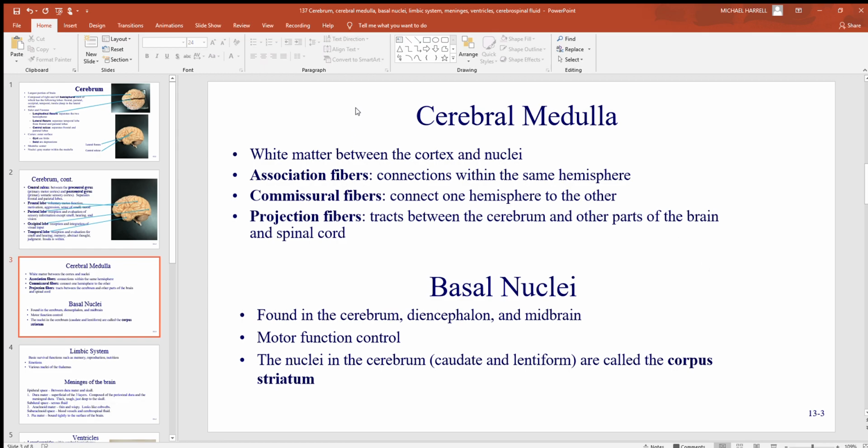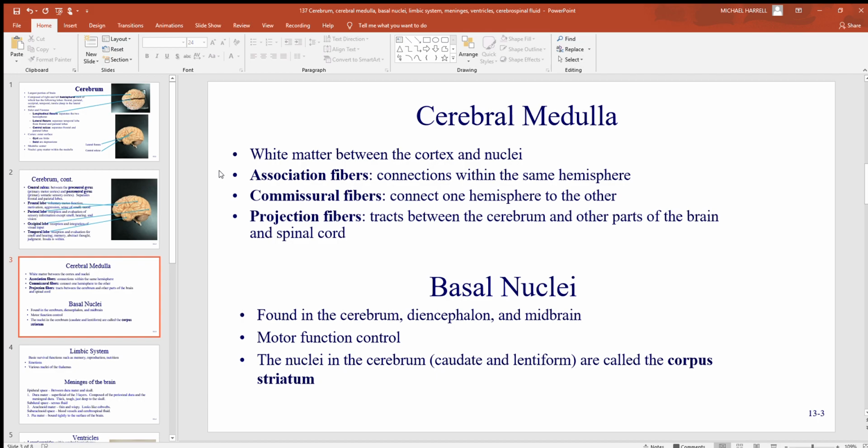Going back to the cerebral medulla, remember there's outer cortex and deeper inner medulla. In this region we see more of the white matter. Remember, that's where you've got the myelin sheath, which is lipids around axons. But also in this area, you have these three different types of fibers. And what these are are axon pathways. And what's really different about the three is the direction in which they're traveling.